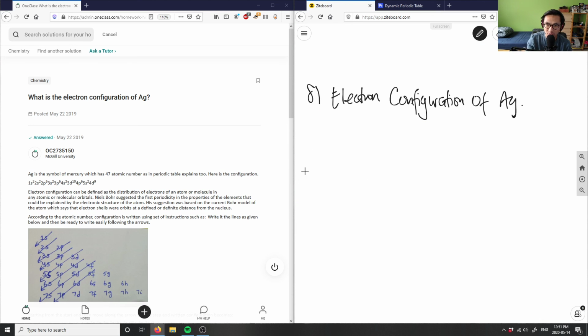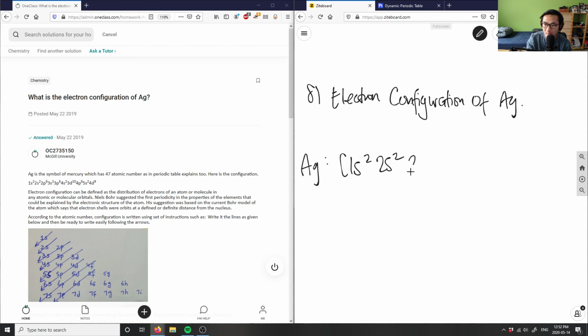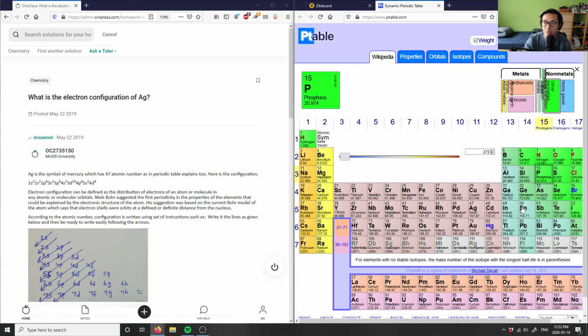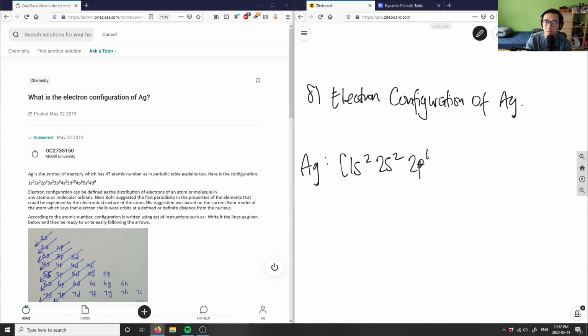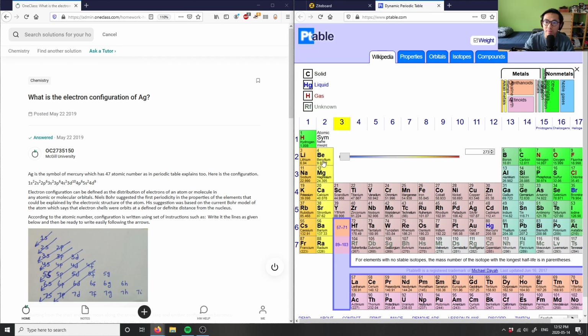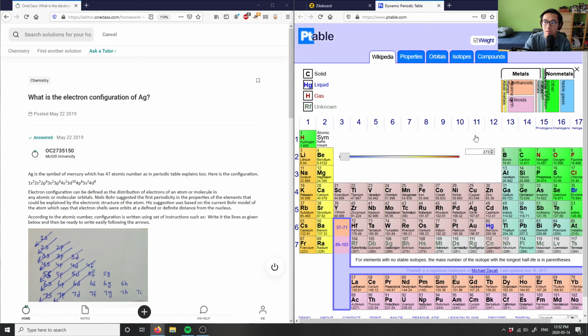If I were to write starting from the 1s orbital here, Ag would be 1s2, 2s2. So 1s2 for these 2 electrons here, 2s2 for these guys as well. I have 2p6, which is for this block here. I have 3s2 for the next block. 3s2 is these 2 guys here, and then I have 3p6 coming up next, right? 3p6 for those electrons as well. And then I'm going to have 4s2. These 2 are 4s2.